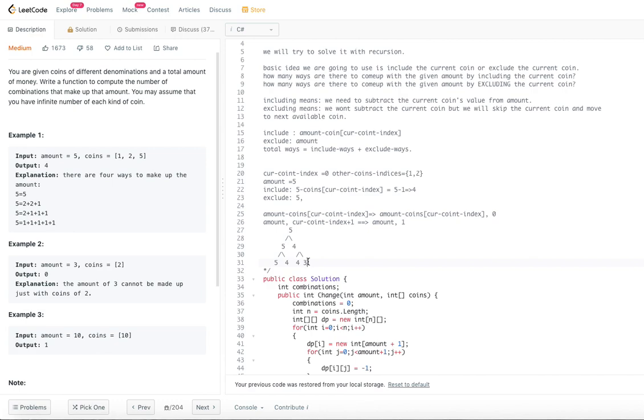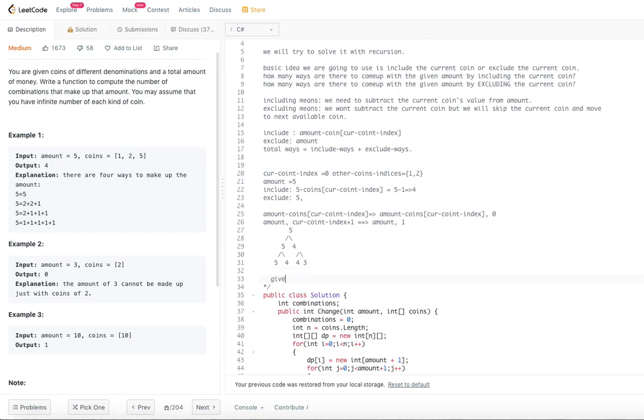So what we can do is enhance it by storing the computations in an array. We will store these already calculated computations in an array. So for a given amount and with the given set of coins, what will be the number of ways? That's what we are going to store.